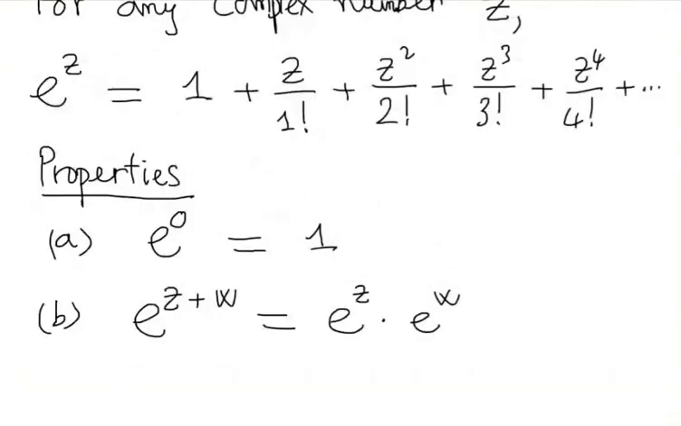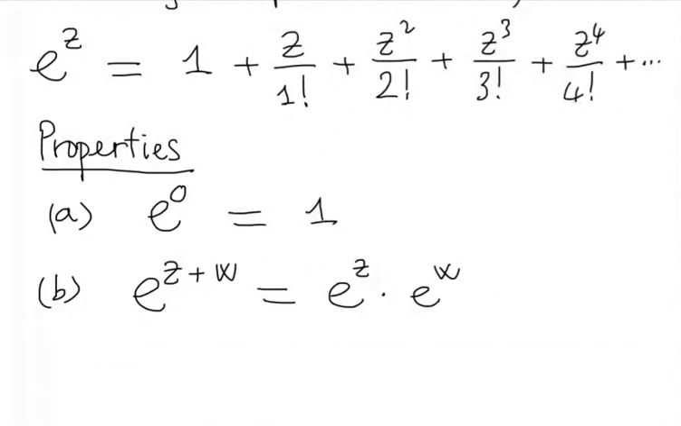Now, here is an amazing formula called Euler's formula that relates the exponential with a complex number to sine and cosine.